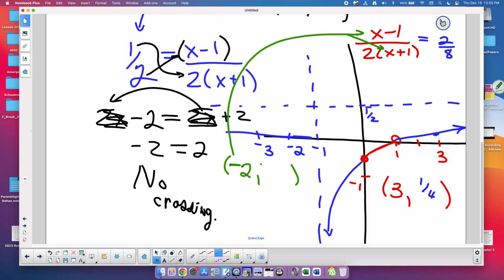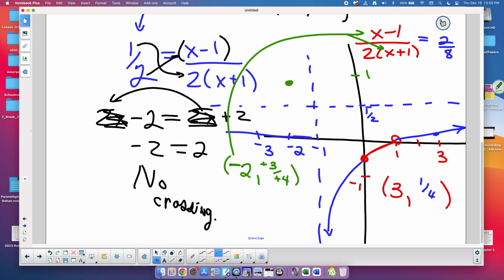Negative 3 over negative 4? Yeah, I think it's negative 3. Oh, no. It's positive, isn't it? Positive 3/4, which is right about, okay, 3/4. This is 1/2, this is 1. So 3/4 is probably in this area right there.